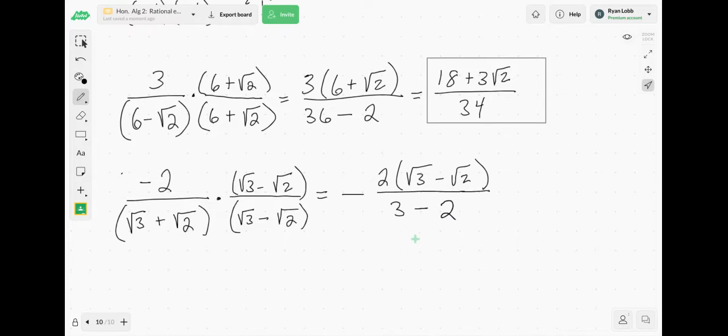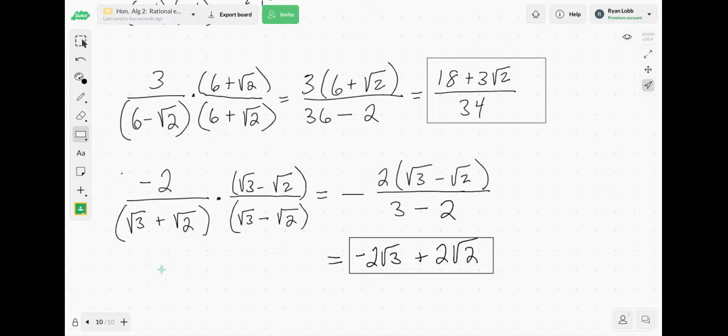So then we get, well, no denominator. It's just 1. So we have negative 2, and we can distribute that. And you get negative 2 root 3, and then plus 2 square root of 2. All right, so if we do that, then that one is now finished. There you go. There's rationalizing denominators when you have square roots in a binomial.